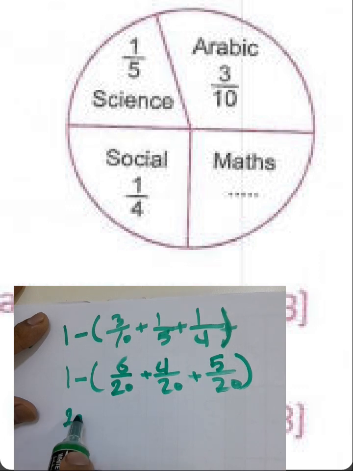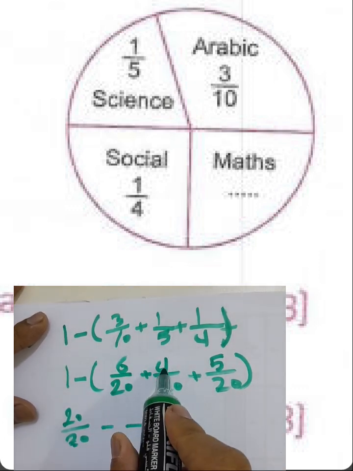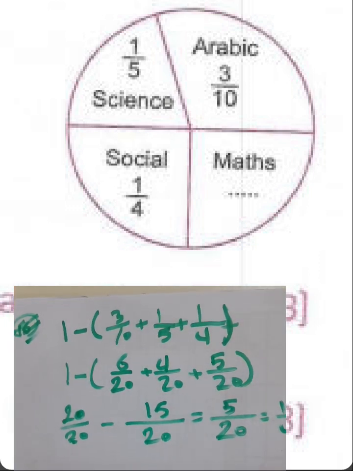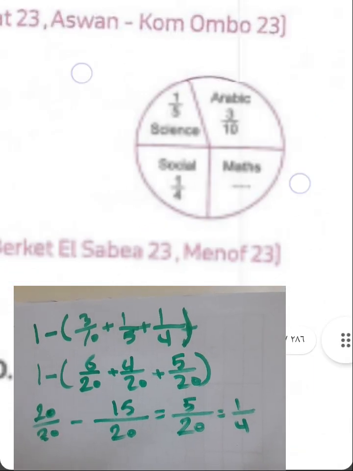And then write 20 over 20, subtract the sum of them. Write 20 here. 6 plus 4 equals 10, plus 5 equals 15. 20 minus 15 will be 5. 5 over 20 will be 1 over 4. Then the ratio here will be 1 over 4, a fourth.